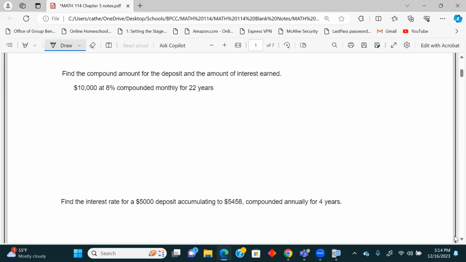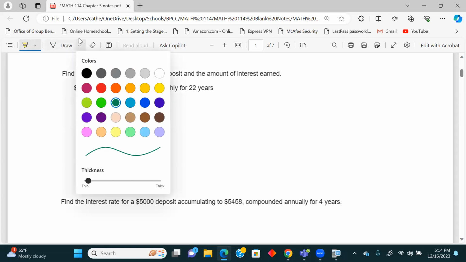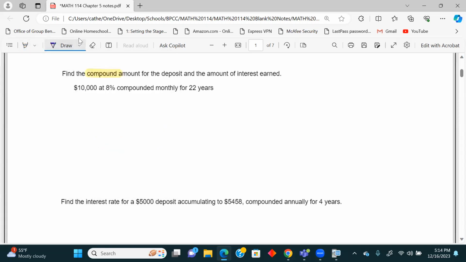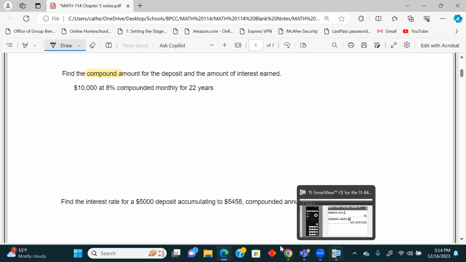So let's look at our next one. This one says compound. So we're looking for compound interest. If you go through the view the example, they're going to give you a formula. The calculator, the 84s, will do this for you. Your smaller calculators will not.